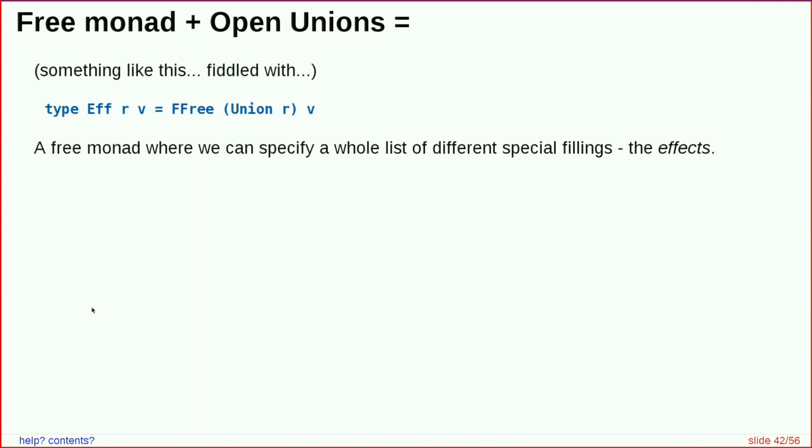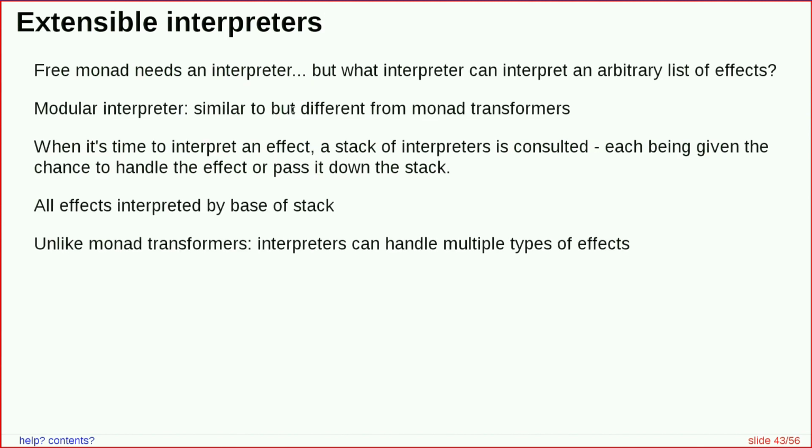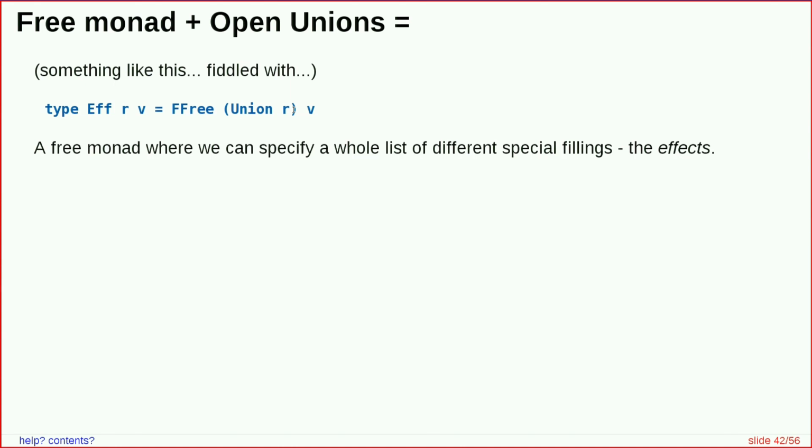So if I do that, I make a free monad where the special filling can be a list of lots of different data types. Okay, so what you can do there is say, well, this is a list of different kinds of effects. So maybe I want to have a computation which can do a reader monad style read and also output a line to standard out.